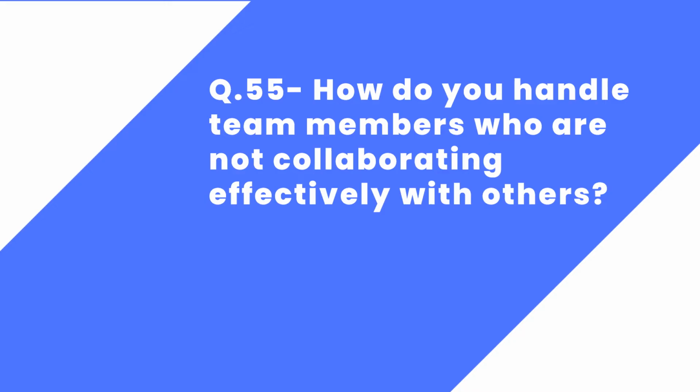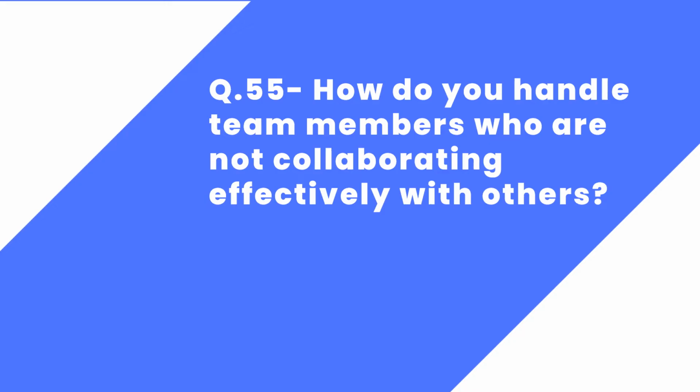Example number one. If a team member is not actively participating in team meetings or not responding to group emails or messages, I would first try to understand the reasons behind their behavior. I would schedule a one-on-one meeting with them and ask them about any potential challenges or obstacles that are preventing them from collaborating with the rest of the team. Depending on their response, I would provide support and guidance to help them overcome any issues.